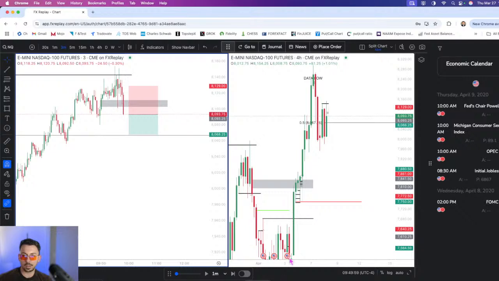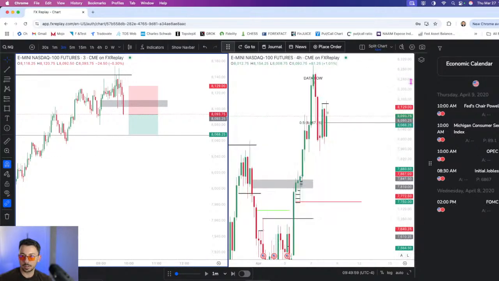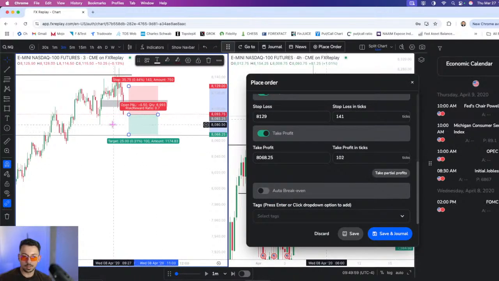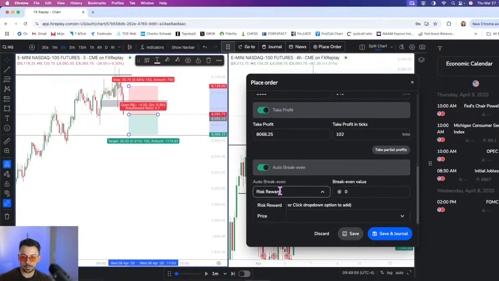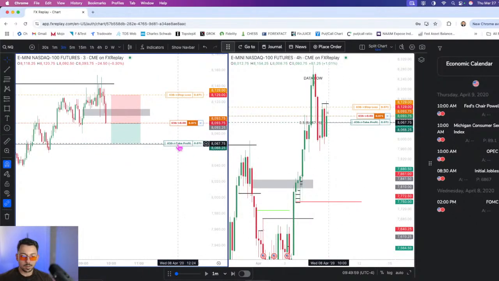So let's place the order. I'm going to do this half size. Stop to break even is at 80, 80.5 price. All right, let's see what happens here.